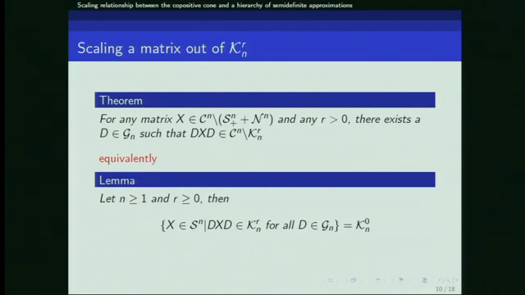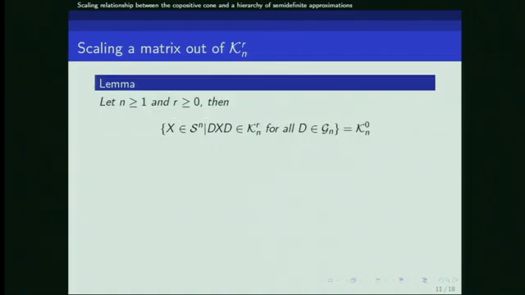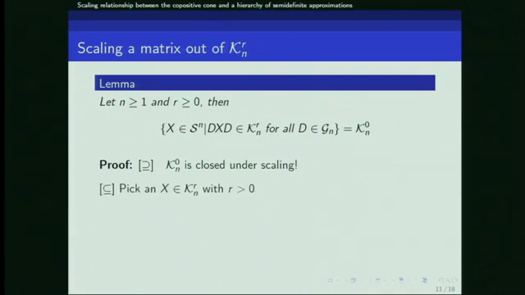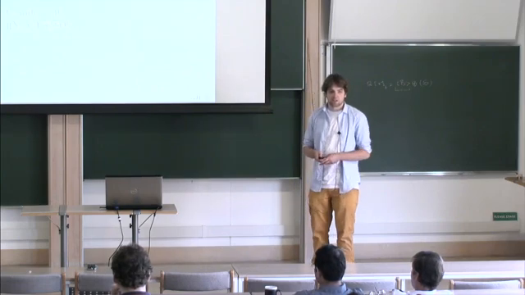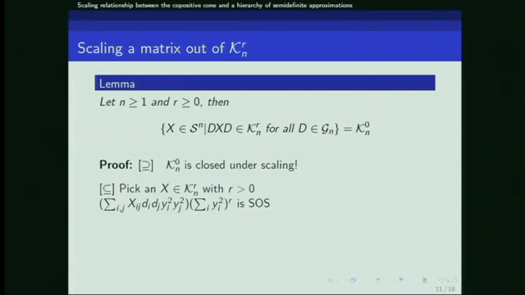We proved this by this sort of equivalent lemma, which says that all the matrix X, for which all scalings are in KR, is exactly equal to the K0 cone. And the proof of this is quite simple, as it turns out. So this K0 is a subset of this, because it's closed under scaling. Then for the other direction, we just pick an X in KR for some strictly positive R. And if it's in KR, that means this polynomial here has to be sum of squares by the definition of those KR, and these DI, DJs turn up because of the scaling.